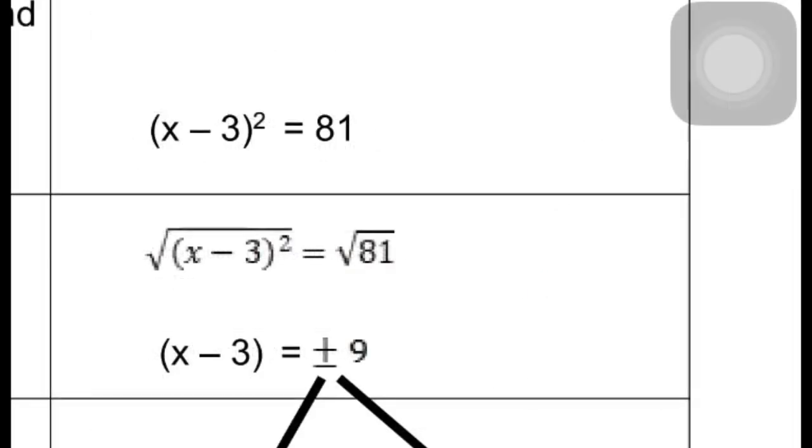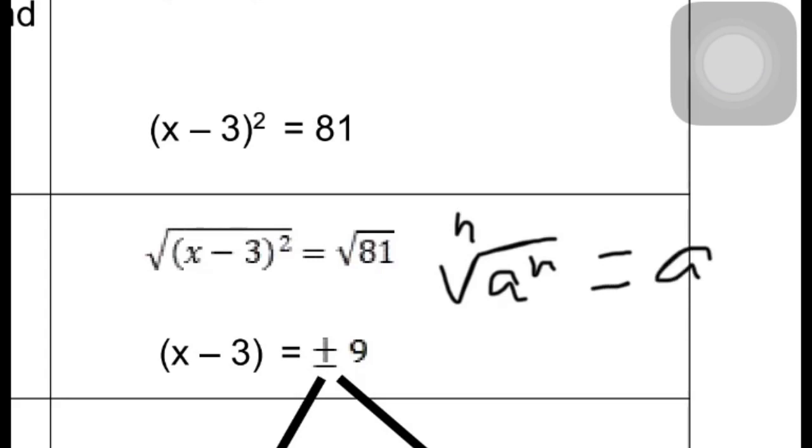Now in here, square root of quantity of x minus 3 squared, if we're going to apply the nth root of a to the power of n equals a, we can say that the nth root of quantity of x minus 3 squared is equal to x minus 3, the value of a here inside the parentheses. Now, square root of 81 is equal to positive or negative 9. 9 times 9 is 81. Negative 9 times negative 9 is also 81.